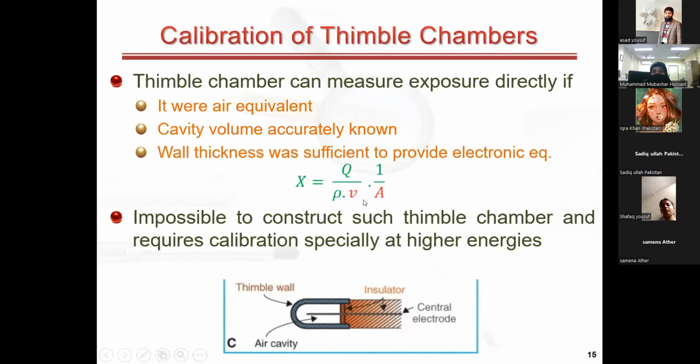And also when we use Farmer type chambers or thimble chambers in our routine dosimetry in radiation therapy machines, it is not possible to know the volume of this air accurately. And also measurement of this A, that is a correction factor, is also a challenge. So it becomes almost impossible to construct such thimble chambers that do not require calibration, especially at higher energies that are used in our clinic, like 6 MeV, 10 MeV, and also other energies.